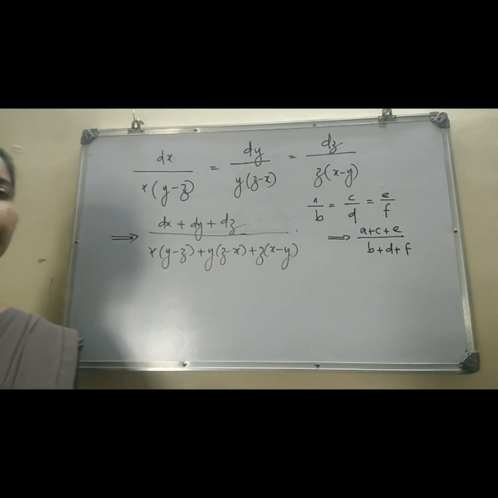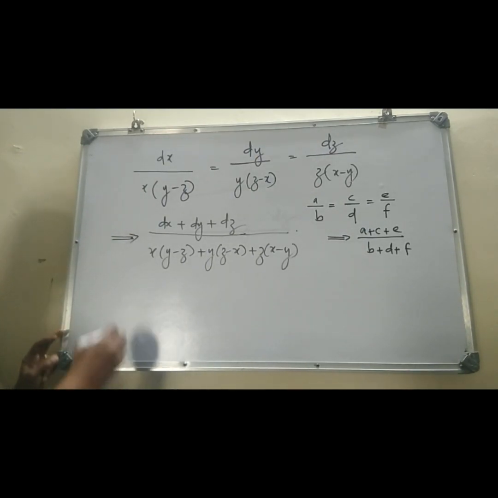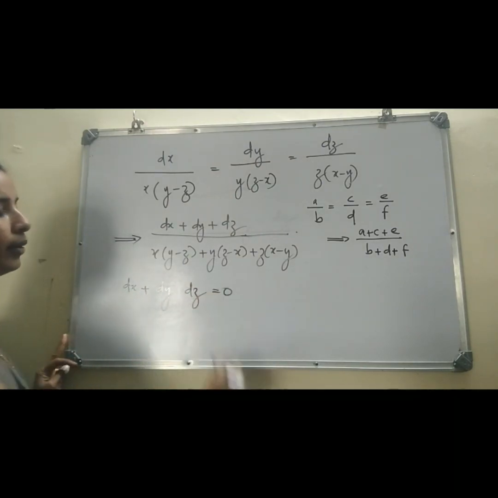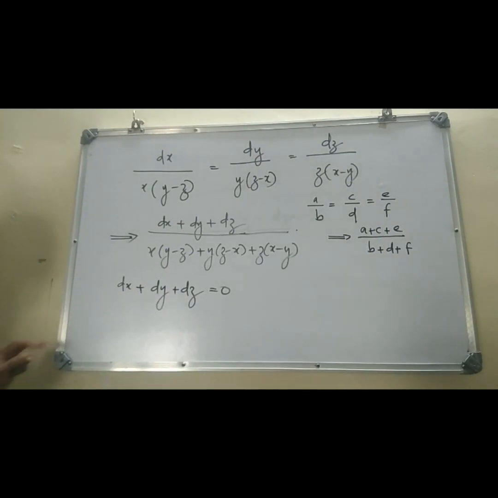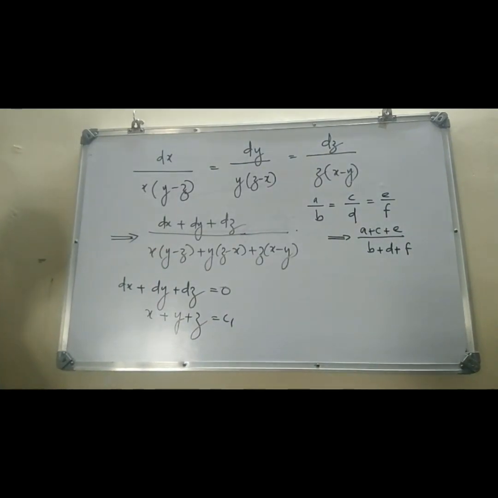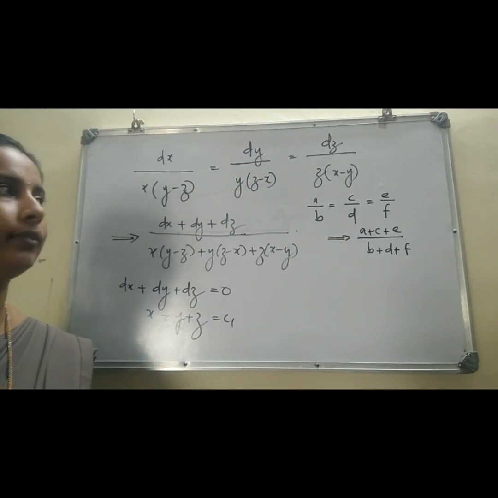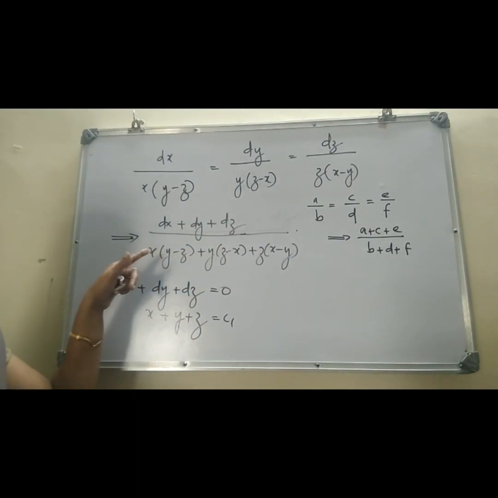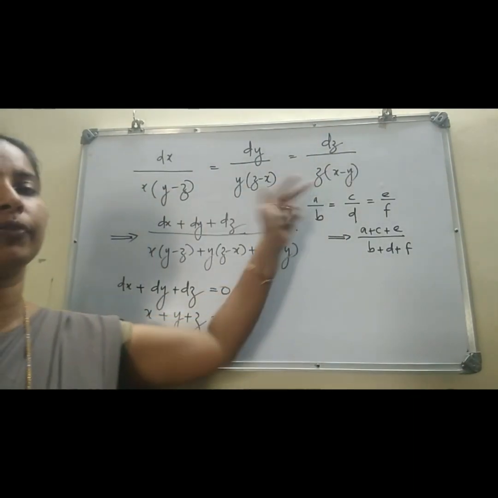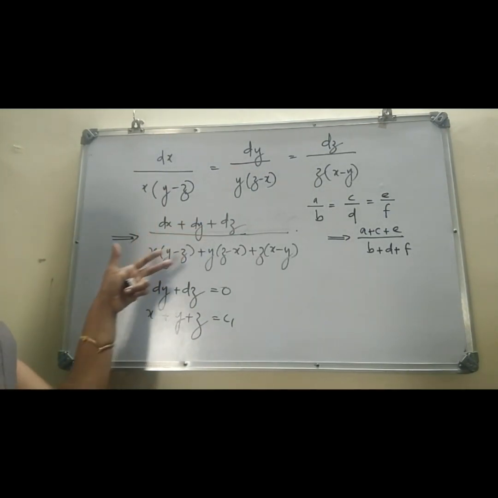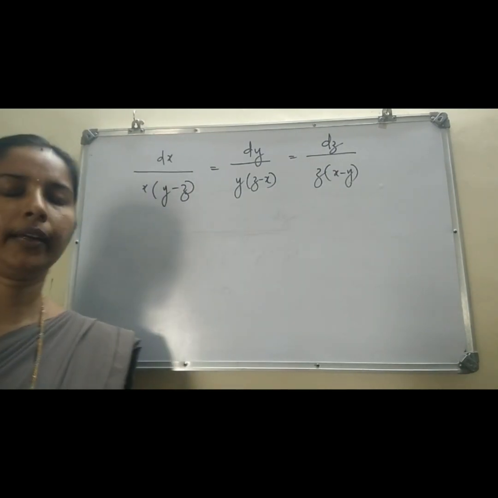See, if the denominator is 0, by the multiplier technique we can take the numerator as 0. That is dx plus dy plus dz equal to 0. So our solution is x plus y plus z equal to c1. See, indirectly we applied the multiplier technique. Actually, I took this combination because if you take the sum of the denominators, you can see it's 0. That's why I took this combination.